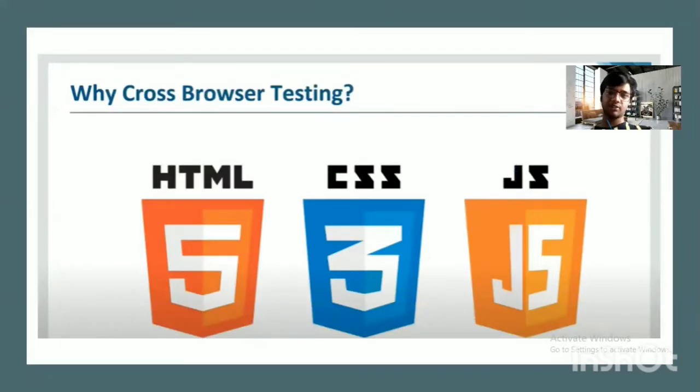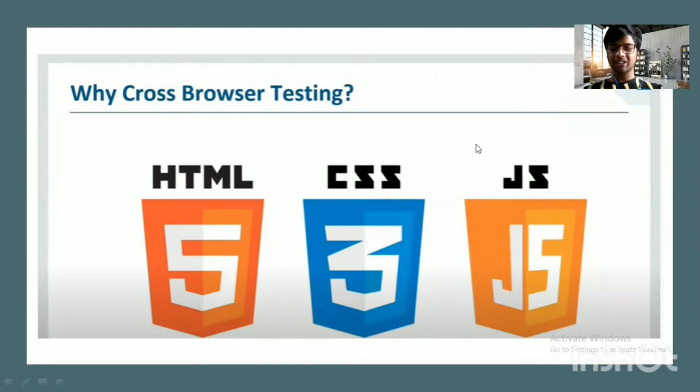So why cross-browser testing? Whenever we develop a website, we basically develop the front-end part with HTML, CSS, JavaScript, and the back-end with something like Node, or maybe Python, MongoDB, PHP, let it be anything. You can develop your own web application in any form. But when your web application is being viewed, you basically view it through a browser, right? So how does it actually compute?